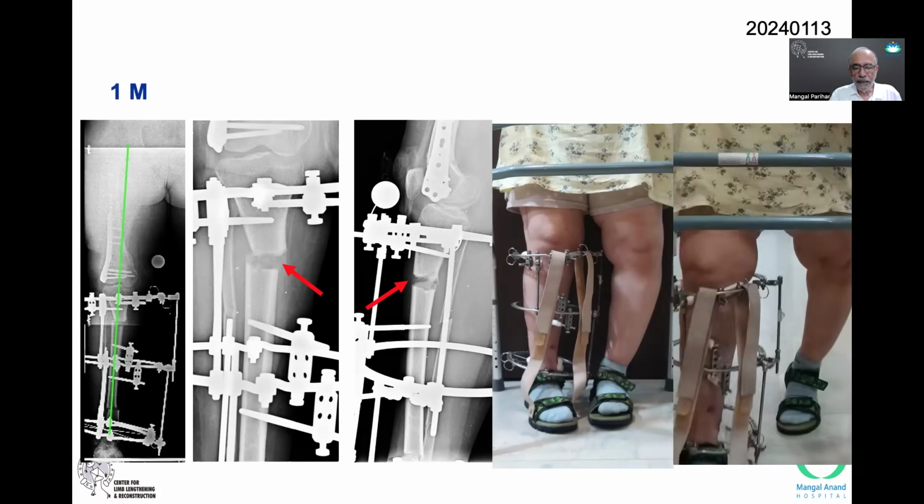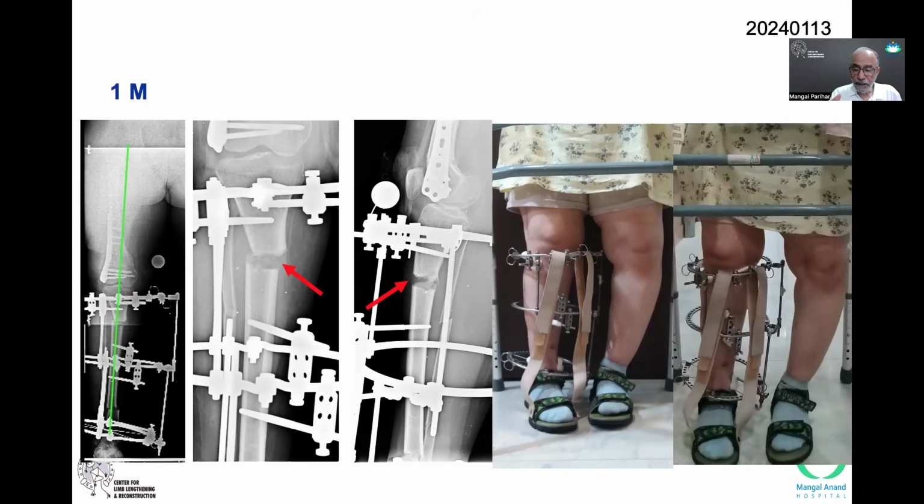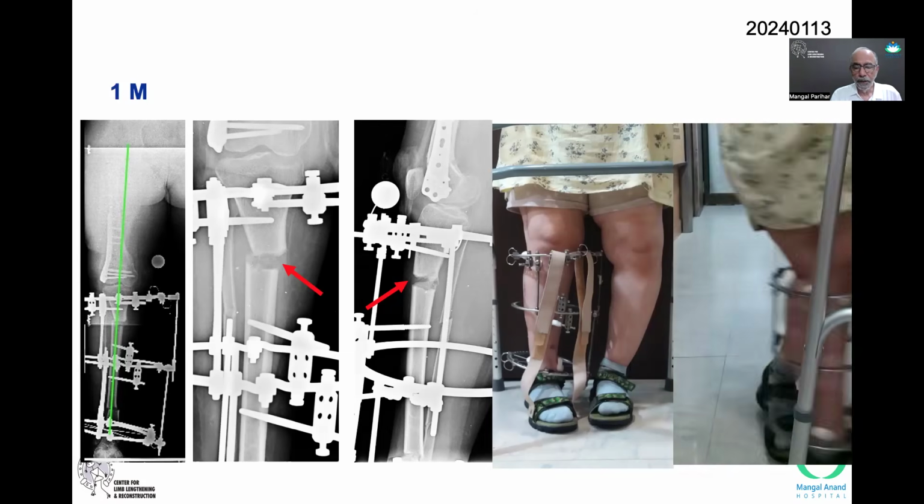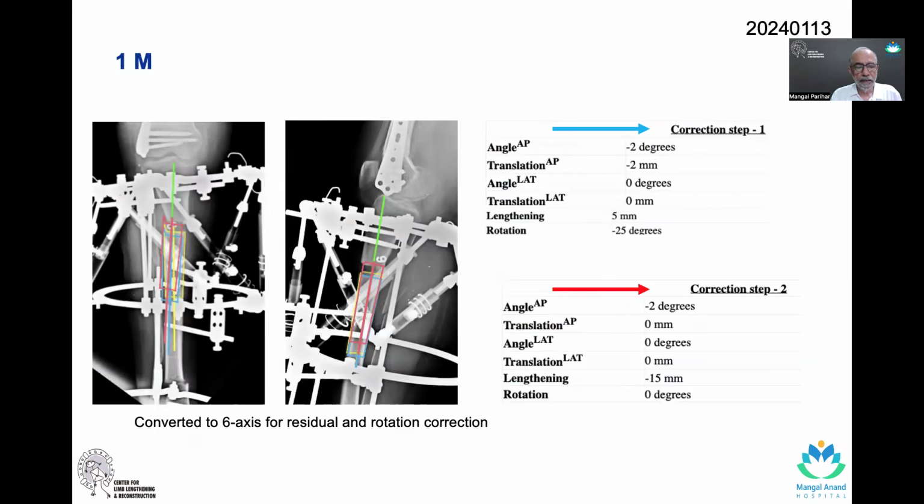Now you can see that the leg is straight, but the foot is still internally rotated. So that also needs correction. And probably the best way of correcting that is through what we call a 6-axis. You may have heard of the Taylor spatial frame, etc. So similarly, we have a 6-axis system made in India, which is called the DefFix. So the DefFix is most useful for rotational correction. It is useful for angular corrections also, but most useful for rotational correction.